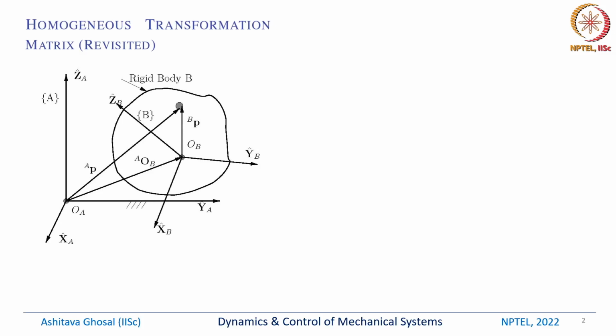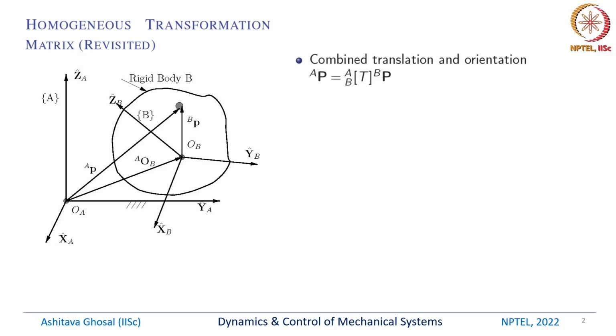So this picture shows a rigid body with respect to a coordinate system A, so XA, YA, ZA and the origin OA. There is a coordinate system B which is attached to this moving rigid body with XB, YB, ZB and the origin OB. Any point on this moving rigid body in its own coordinate system is given by BP, and in the reference coordinate system is given by AP. The origin of the B coordinate system is given by this vector AOB.